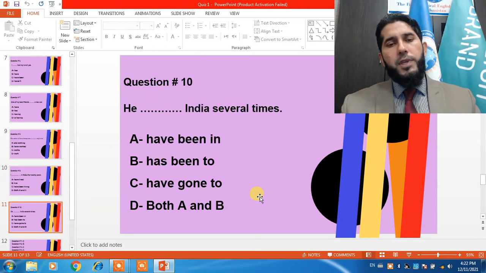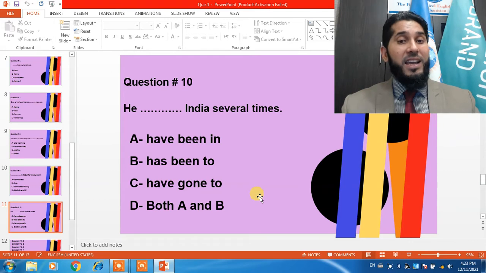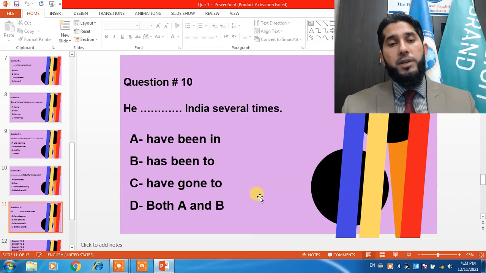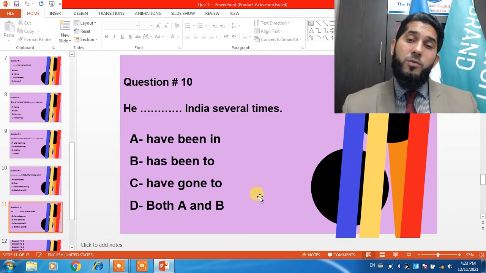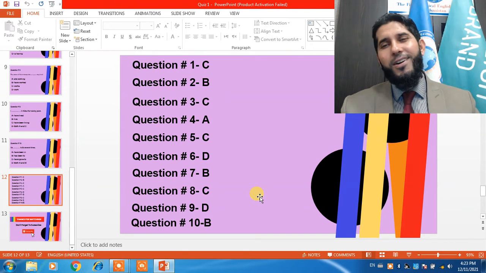Number 10. A, he have been in India several times. B, he has been to India several times. C, he have gone to India several times. And D says both A and B. Choose the correct option and write it down in the comment section below, or maybe on a piece of paper. And now let's go to see what the correct answers are.